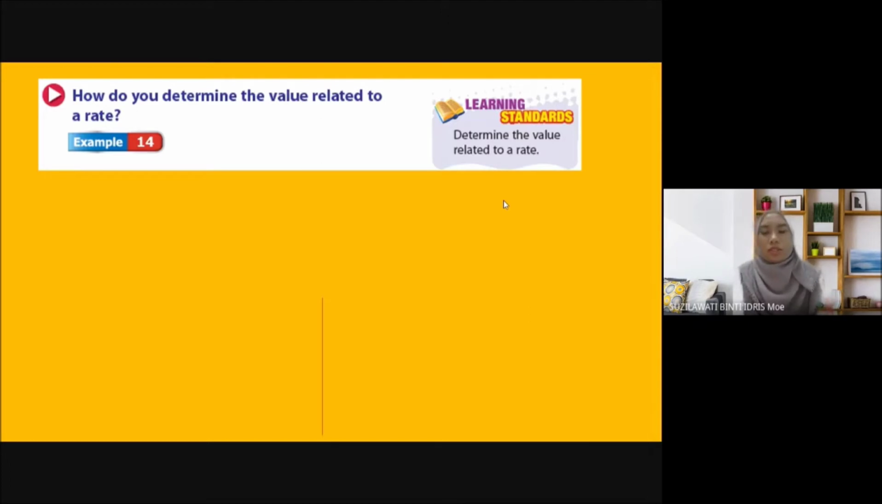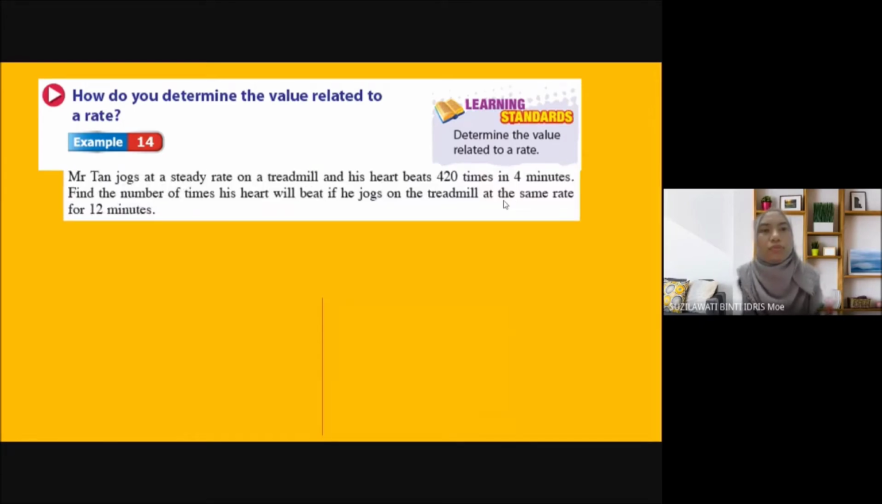Okay, so I will start by looking at example 14. You may refer to my slide or you may also refer to your textbook as well. This is from your textbook, example 14. This is a question for us to determine the value related to rate. How does the question look like?